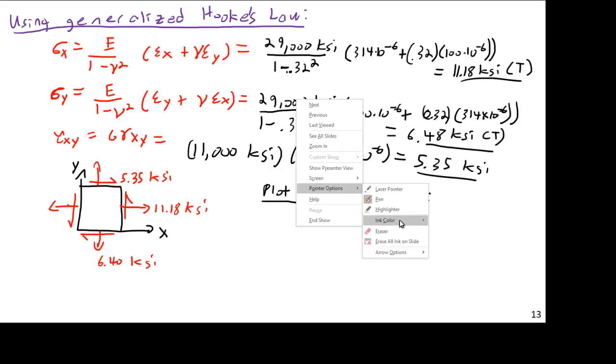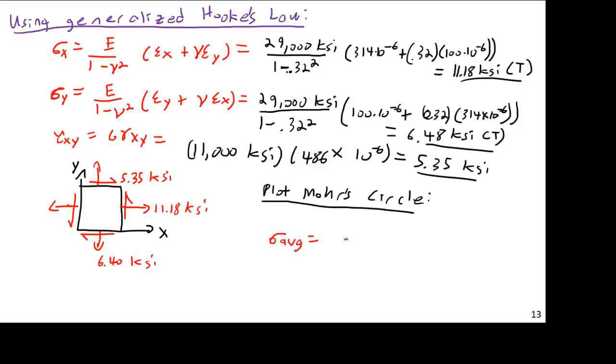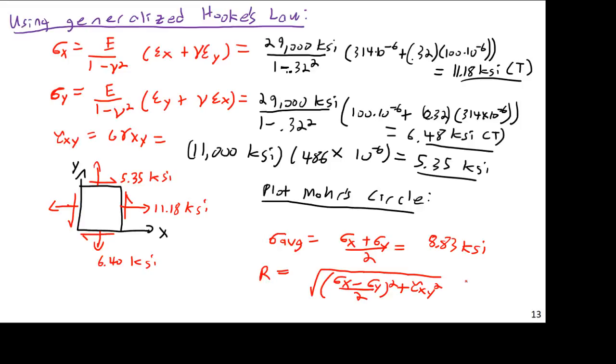We're going to have sigma average equal sigma x plus sigma y over 2, which is going to be equal to 8.83 KSI. So that would be the center of the circle. And then r would be equal to the square root of sigma x minus sigma y over 2 quantity squared plus tau xy squared. And this equals 5.84 KSI.